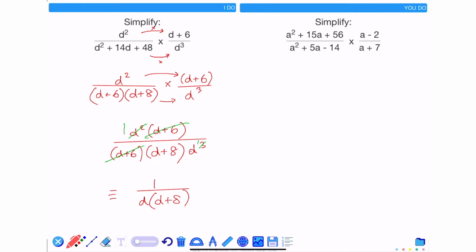So looking at the first fraction, both the numerator and denominator can be factorized. The numerator becomes (a plus 7)(a plus 8). The denominator becomes (a plus 7)(a minus 2). This would then be multiplied by (a minus 2) over (a plus 7).